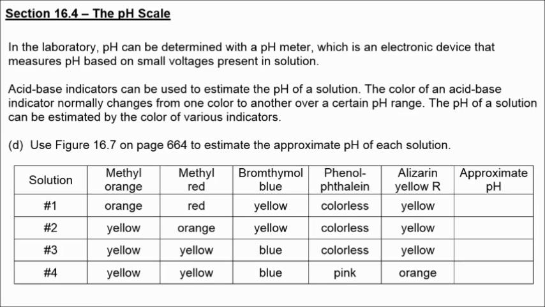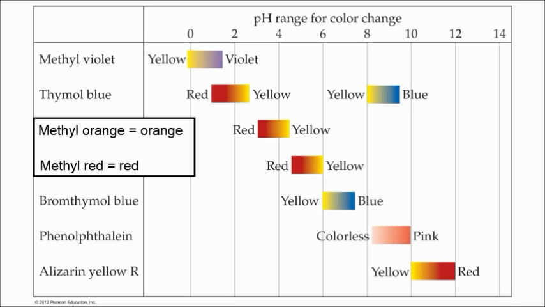On page 664, there is a figure that gives you a variety of indicators and their colors. So we're going to take a look at solution number 1. It says methyl orange is orange and methyl red is red. So here in the diagram, if methyl orange is orange, then the pH is going to have to fall in the range where methyl orange transitions from red to yellow. And methyl red being red, it has to be less than around pH 5. So I'm going to estimate that the pH is approximately 4 for solution 1.